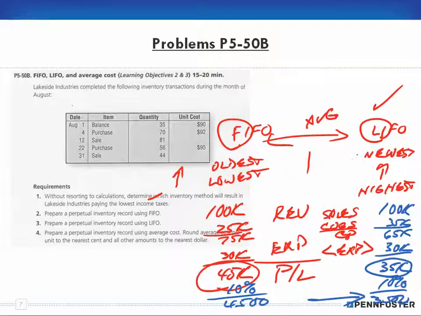But the bottom line is, because LIFO will have the highest cost, having the highest cost means we have a greater cost of goods sold, which means we're going to have lower profit, and therefore we're going to pay lower income tax. All right, so that's the theory of it. That's number one. Number two, prepare a perpetual inventory using FIFO, then LIFO, and then number four is average cost.